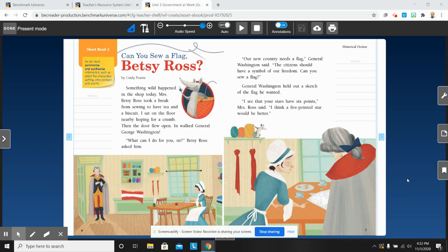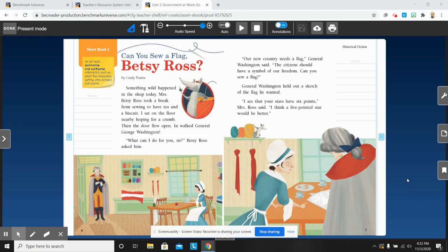So today, I want us to think about making a connection, and I want us to think about summarizing and synthesizing. In this story, Can You Sew a Flag, Betsy Ross, we're going to be reading the story and making a connection between the characters. We're going to be thinking about point of view and how a story can be told from that character's point of view.